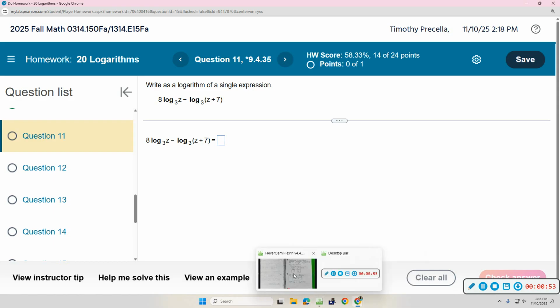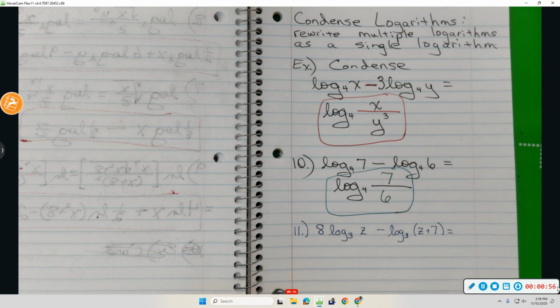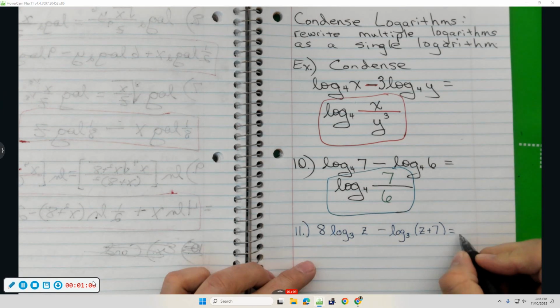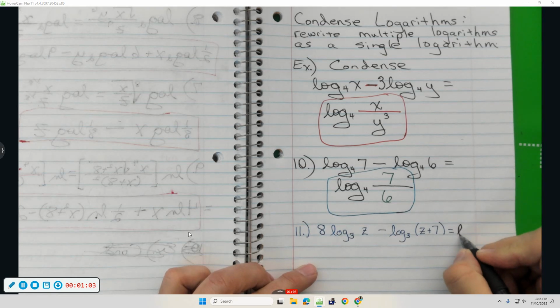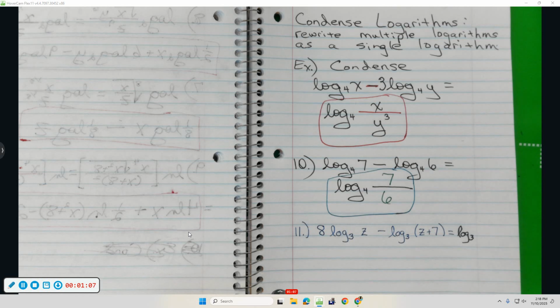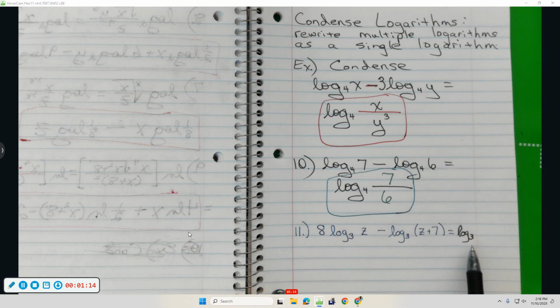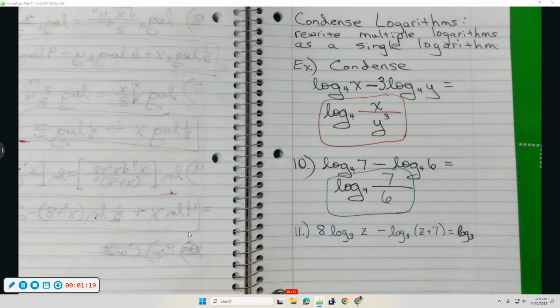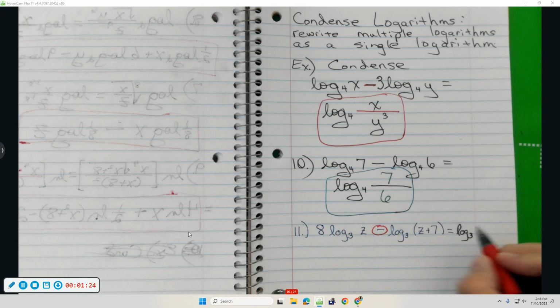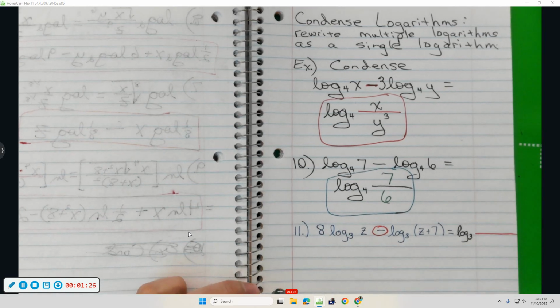Well, it's going to look like I'm just writing the problem down and writing the answer, isn't it? I'm going to write this as just one logarithm. The first thing I ask myself when I'm condensing logarithms is, will there be a fraction bar after the logarithm? Yes. Why? Because of this subtraction that I've circled, that is why we have a fraction bar.